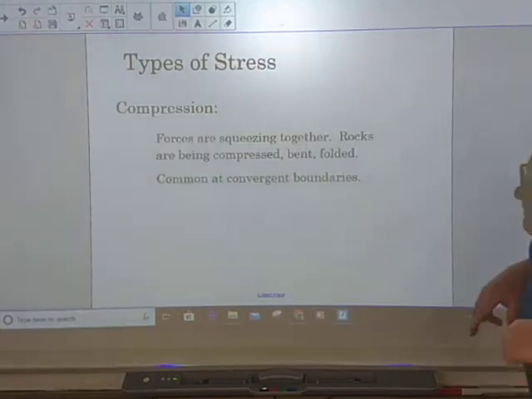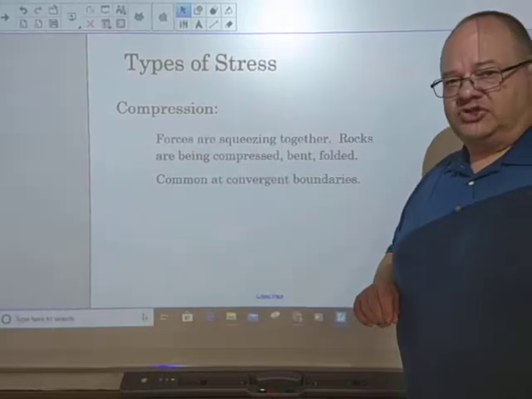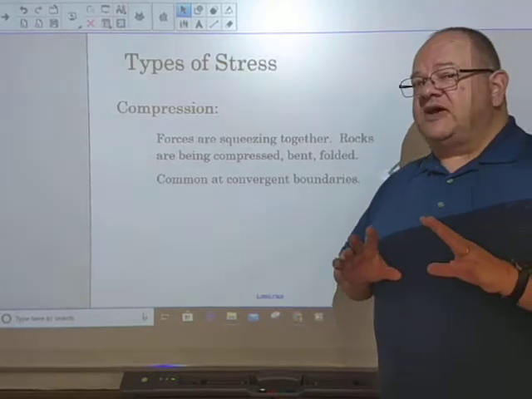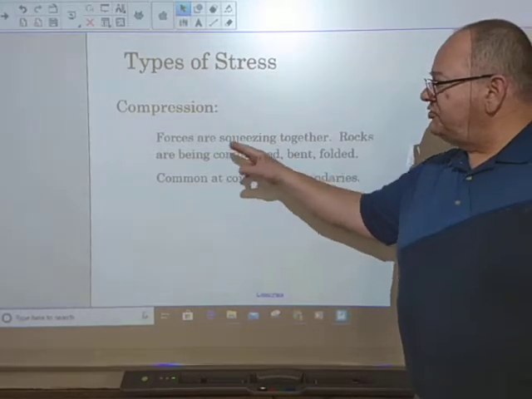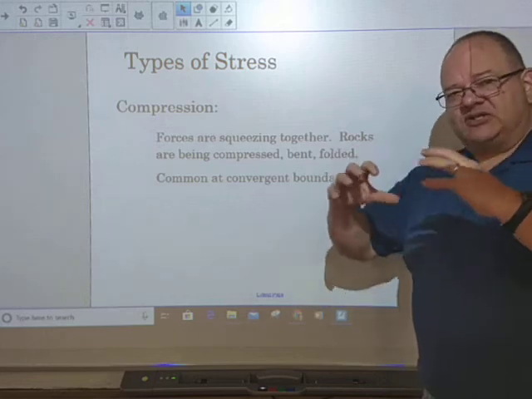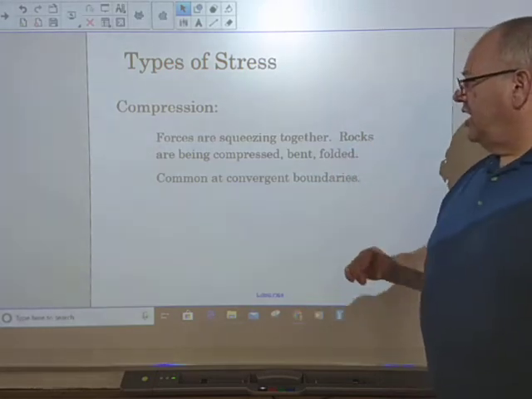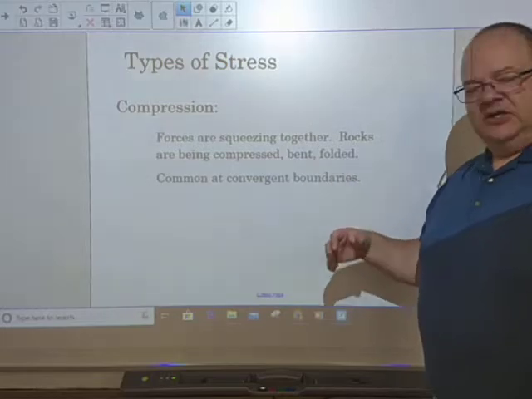There's different types of stress. So the first type is going to be called compression stress. Again, I expect you to get these definitions down. In compression stress, forces are squeezing together. Rocks are being compressed, squeezed together. What happens is the rock ends up getting bent and folded.